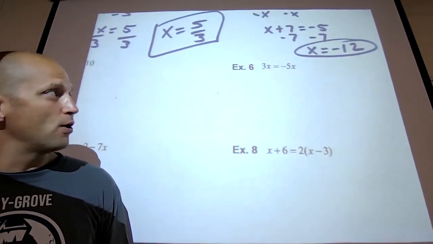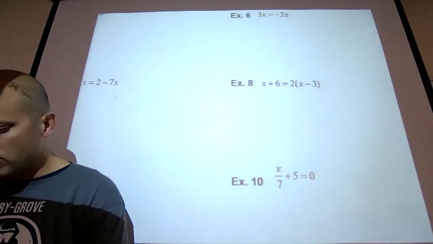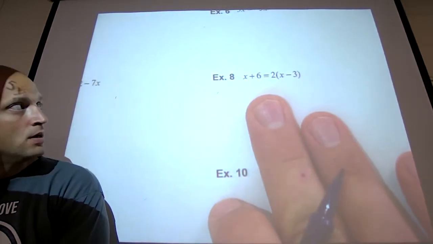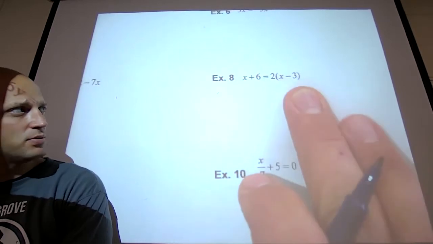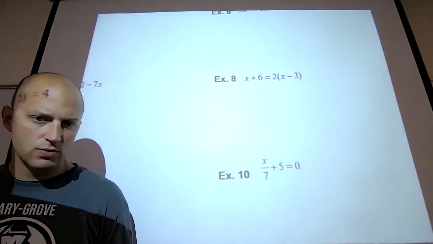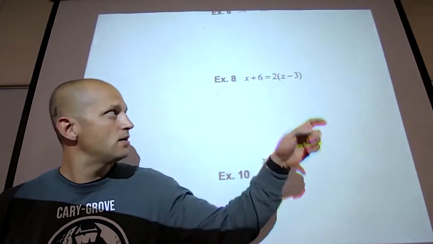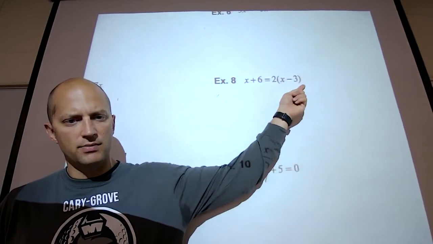Okay. I'm going to skip over these. I'm going to jump right to number 8 then. So we just skipped 3 questions, guys. You guys are doing awesome. Okay. Number 8, I have x plus 6 equals 2 times the quantity x minus 3. So this takes us back to chapter 2:1. What do we do over here, y'all? What's that property called?